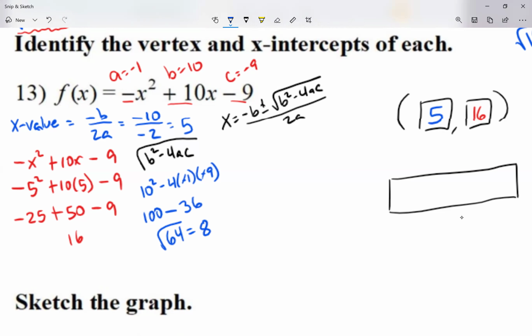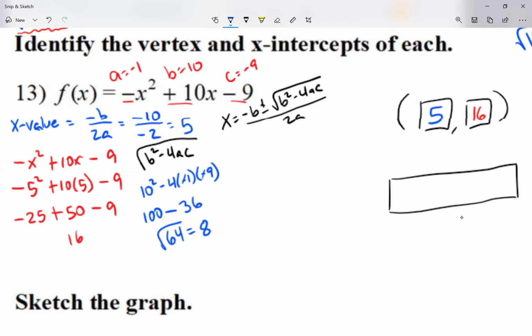By all means, if you need to pause the video at any time to be able to catch up on your notes, please do so. Notice all I did was b squared minus 4 times a times c. I worked it out and I even got the square root of that.